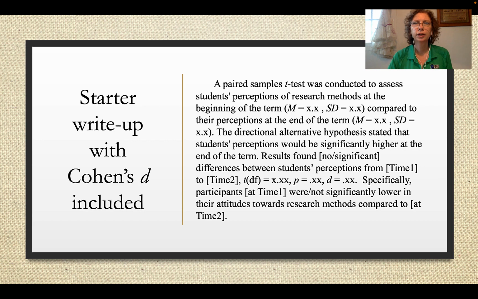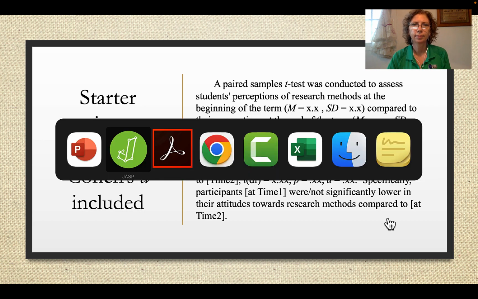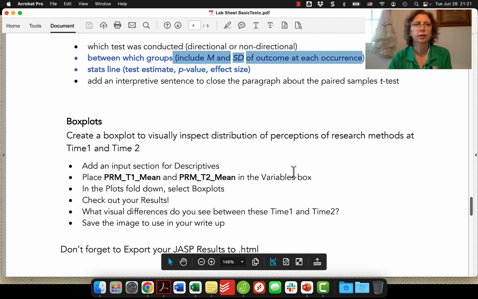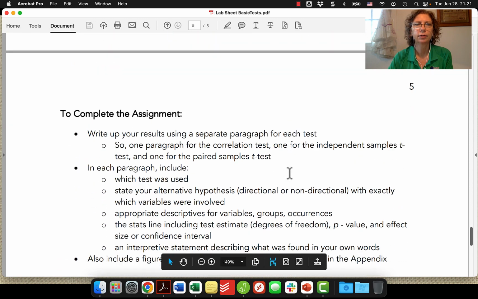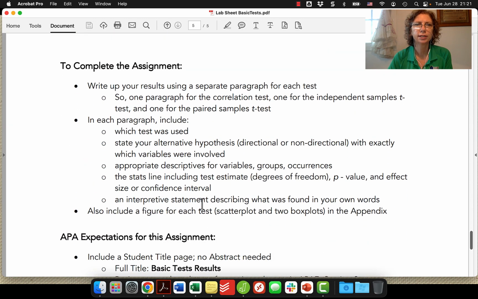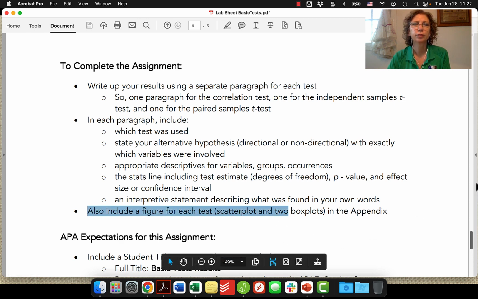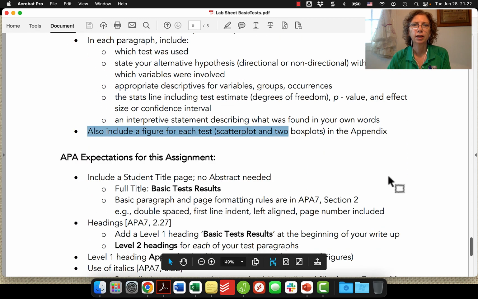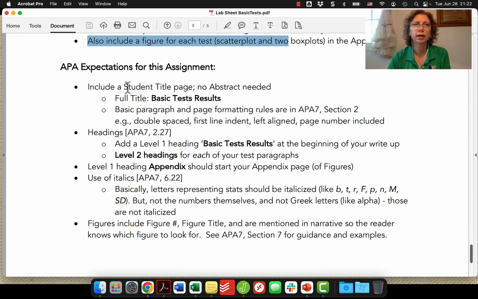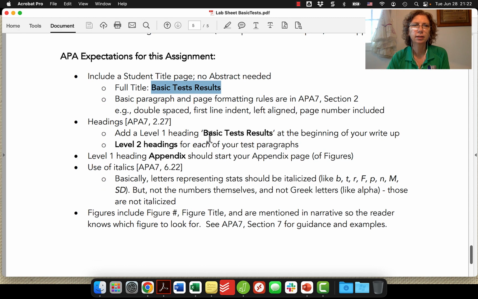So now let's check out the assignment. I'll go back to the lab sheet because we have what you need to turn in for the assignment: a separate paragraph for each test. In each paragraph, you need all the information to report data analysis. You also include a figure for each test. APA, you're going to have a student title page on this one. Your full title is Basic Test Results, and then also some headings.